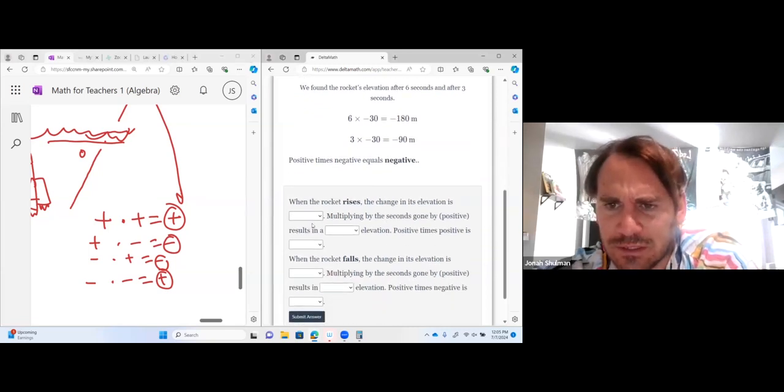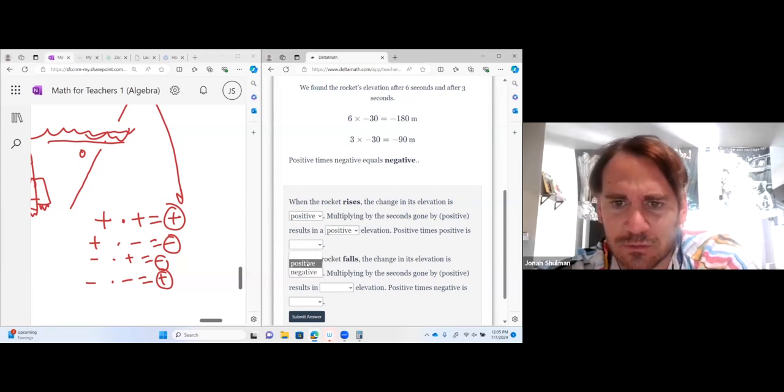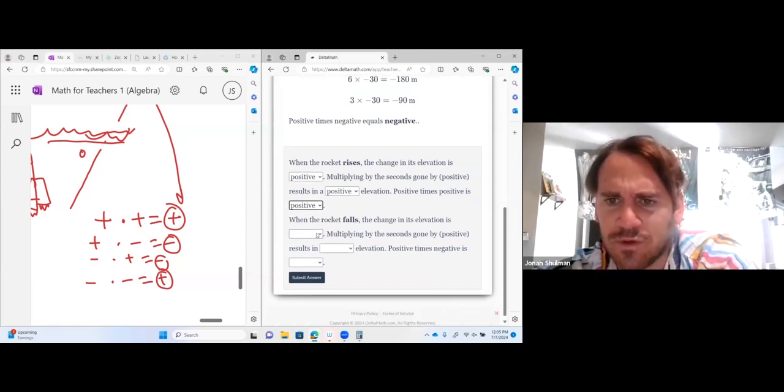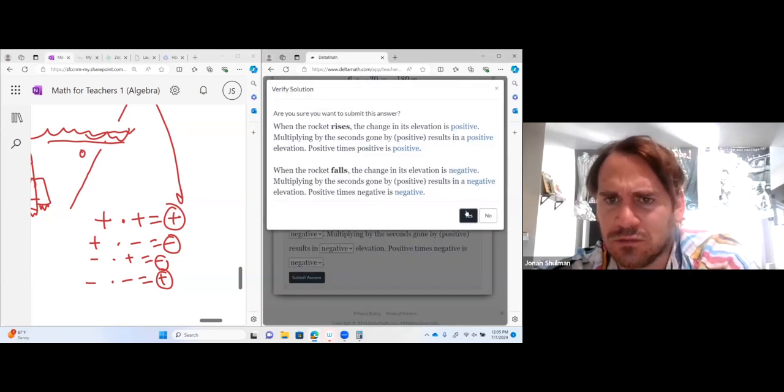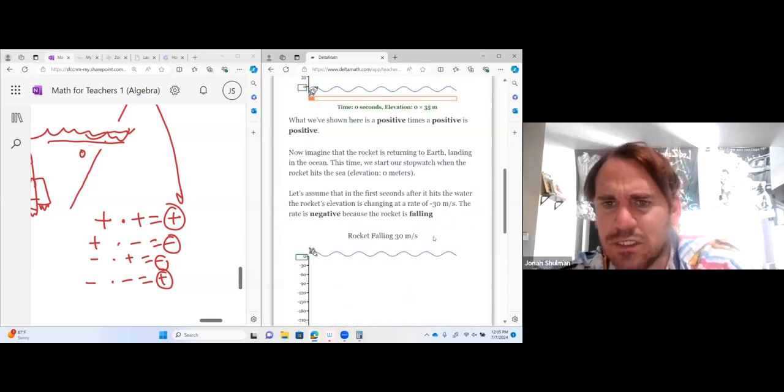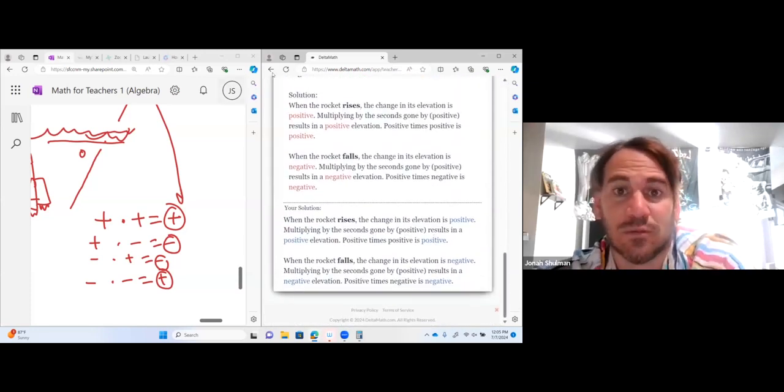When the rocket rises, the change in elevation is positive. Multiplying the seconds by positive results in a positive. Positive times positive is positive. When the rocket falls, the change in elevation is negative. Multiplying the seconds, which are positive, results in a negative elevation. Positive times negative is in fact negative. Are you sure? I think I'm sure. Yeah, we did it. It's a great problem.